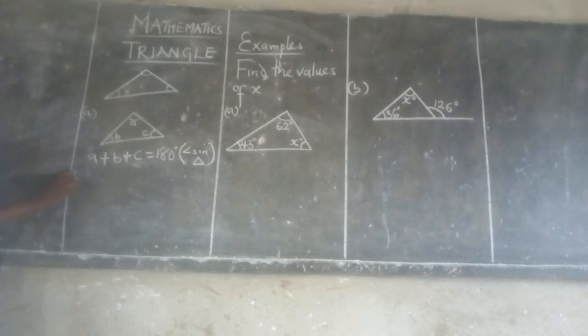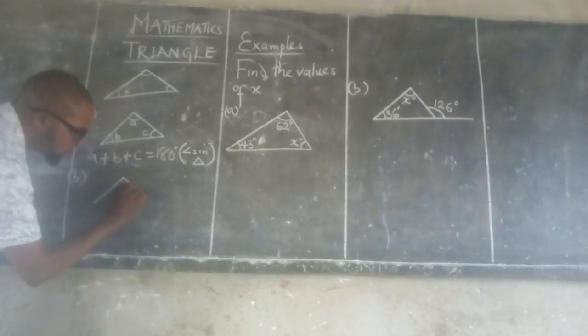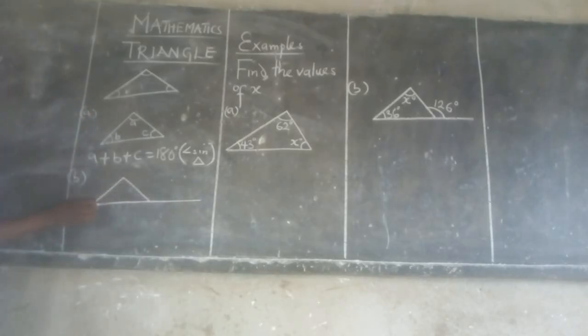Now, there's another theorem that talks about the exterior angle of a triangle being equal to the sum of the opposite interior angles. Let's assume this angle is angle X, let this be angle B, and let this be angle A. What this theorem is all about is that this exterior angle X is equal to the sum of these opposite interior angles. That is, X is equal to A plus B.